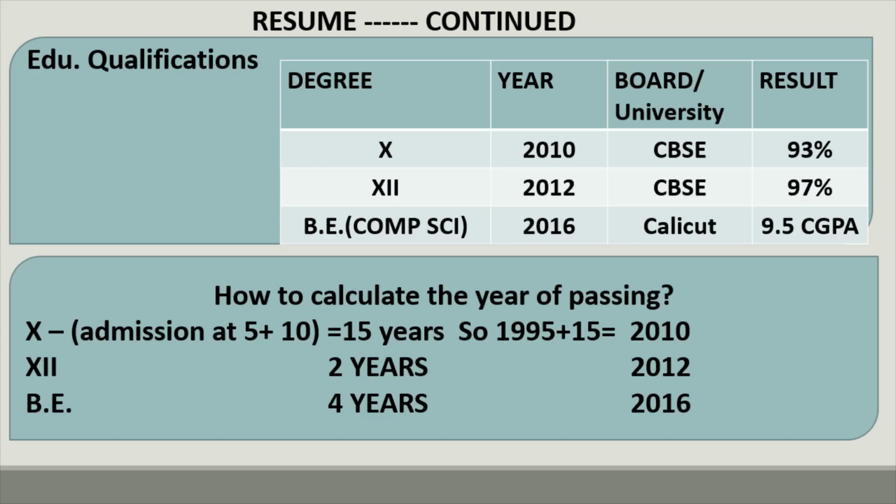You might ask, how did we arrive at these years? A child is usually 15 years of age by the time he completes his class 10. And on the previous slide, we had calculated Shekhar Menon's year of birth as 1995. So 1995 plus 15 equals 2010. So 10th in 2010 plus 2 years for 12th in 2012 plus 4 years of engineering. So his engineering is completed in the year 2016. Always remember to calculate the years of passing for each degree in this manner.